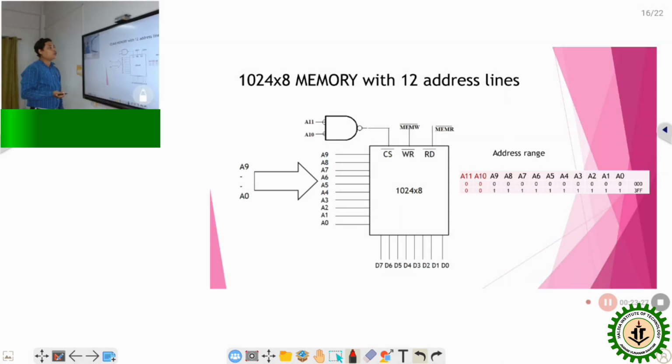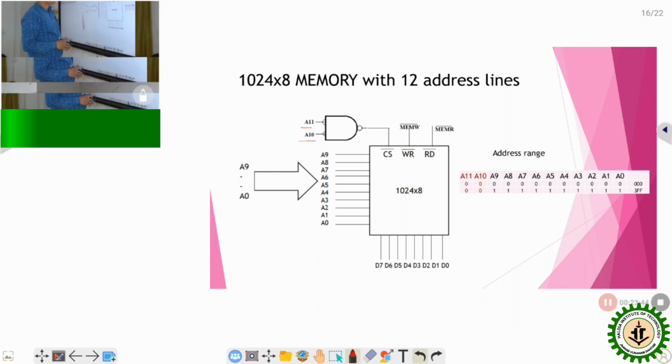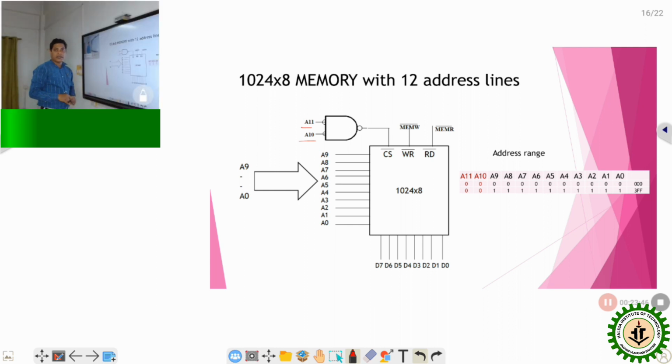Now if you use 12, that means two extra address lines for the selection for the interfacing of the same memory device. So this time two address lines, A10 and A11, cannot be connected directly with the CS, and a single NOT gate will not be sufficient. So we have to go for either a NAND gate or a decoder.